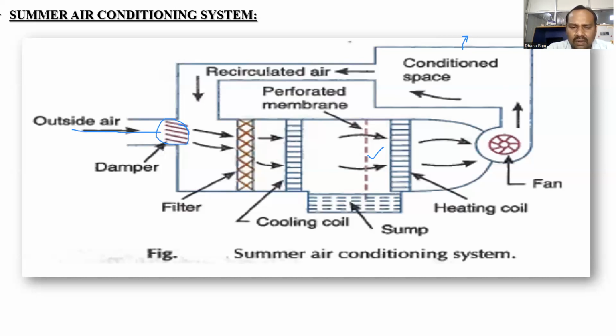So remember this point. The psychrometric processes used in the summer air conditioning systems are: since outside air is hotter, we need to go for cooling, sensible cooling. Since outside air is humid, we need to dehumidify. For that we are using dehumidification, right?